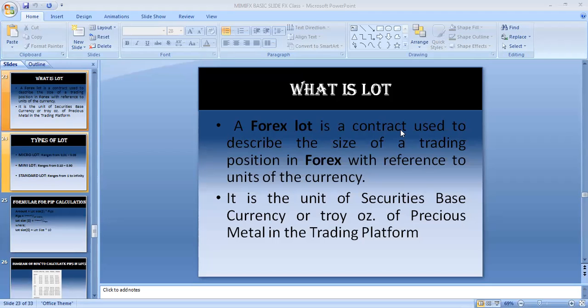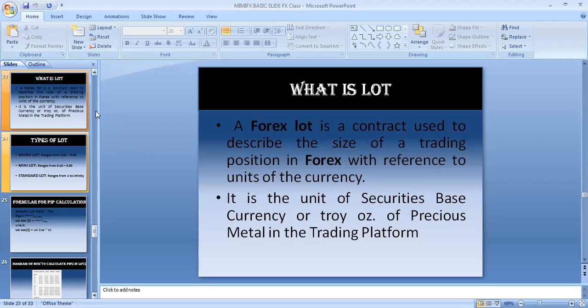This is Mimi FS. We are still on basic course 4 and we are treating Forex lot size. So the question is, what is lot size? I believe you currently understand what PIP means, the concept of PIP and pipette, because we treated it in the previous video. We talked about PIP and pipette.